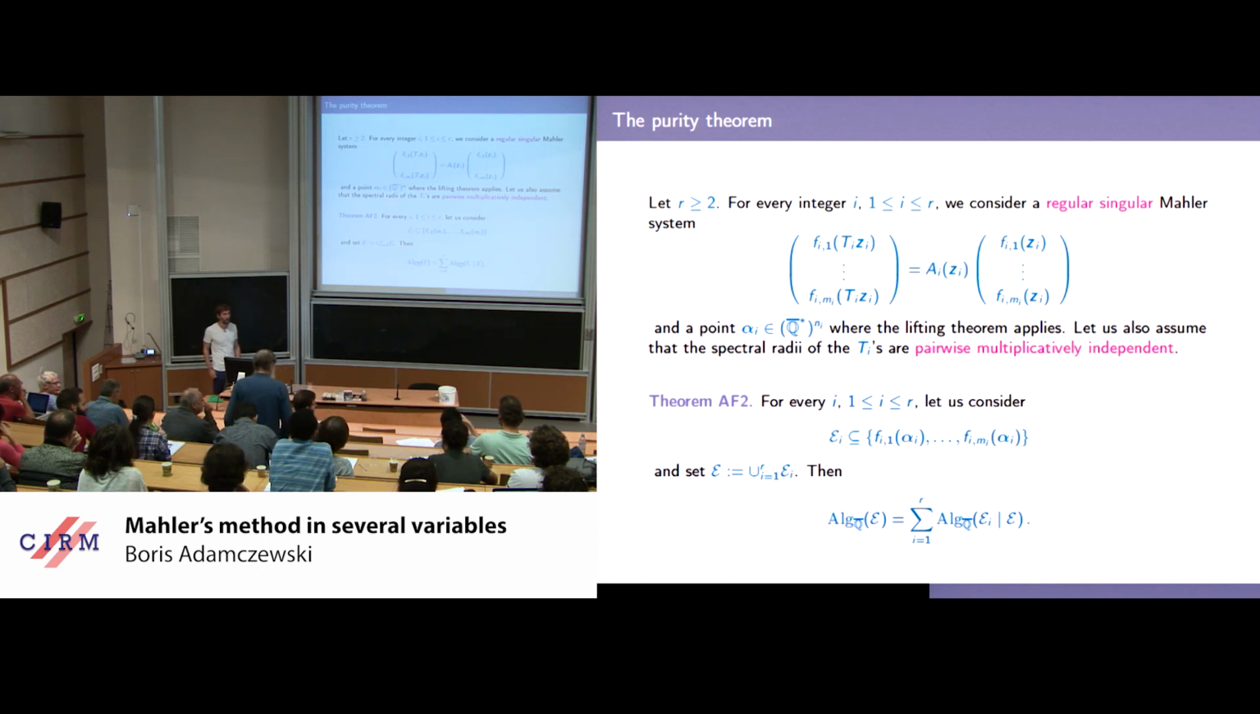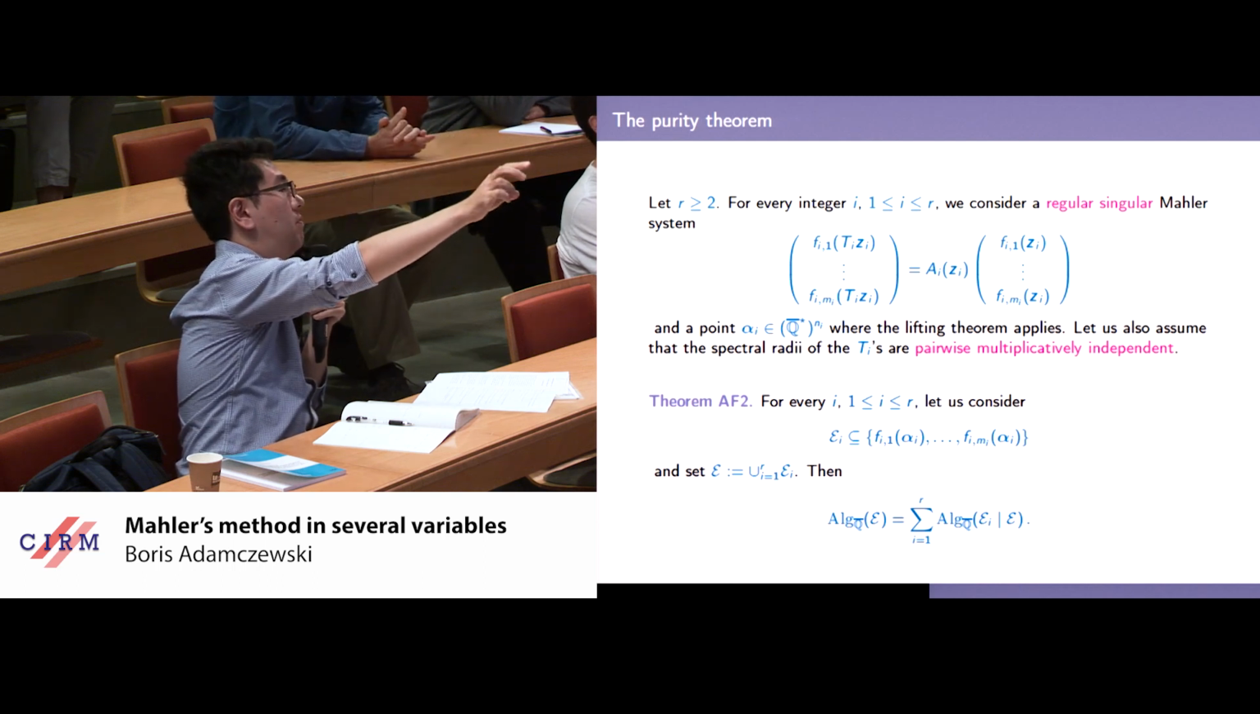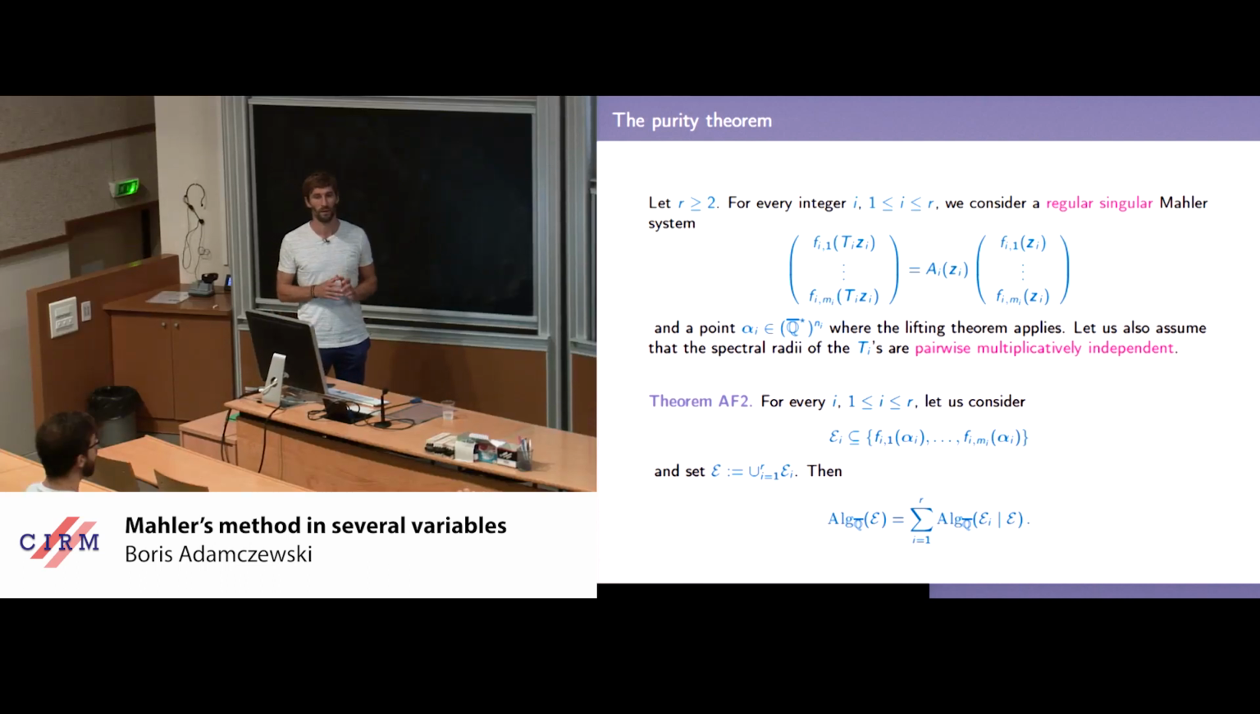Could you show me an example or applications of regular singular Mahler systems of several variables? You want to see examples.